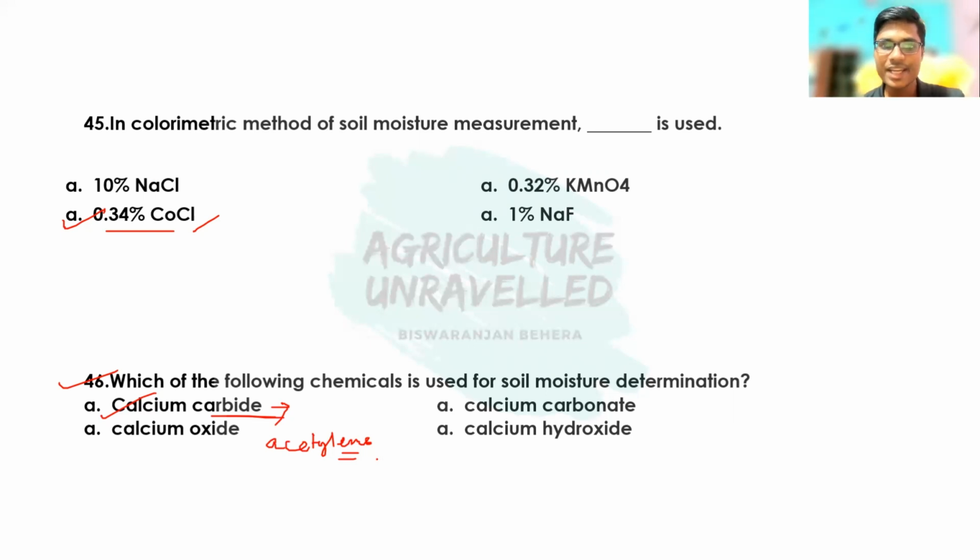And this will indicate whether the soil moisture content is higher or lower. If the gas content is higher, it means soil moisture content is higher. If gas content is lower, it means soil moisture content is lower. So this is also an indirect method of soil moisture estimation, in which calcium carbide is used to react with water and release acetylene gas, and the content of this acetylene gas gives us the soil moisture content.